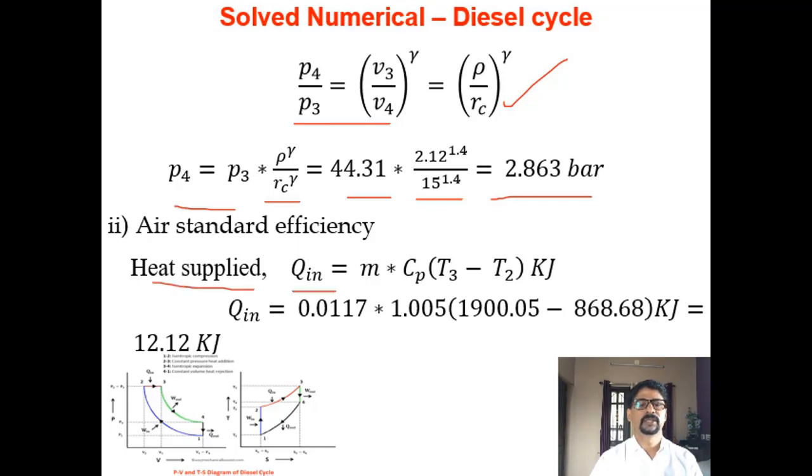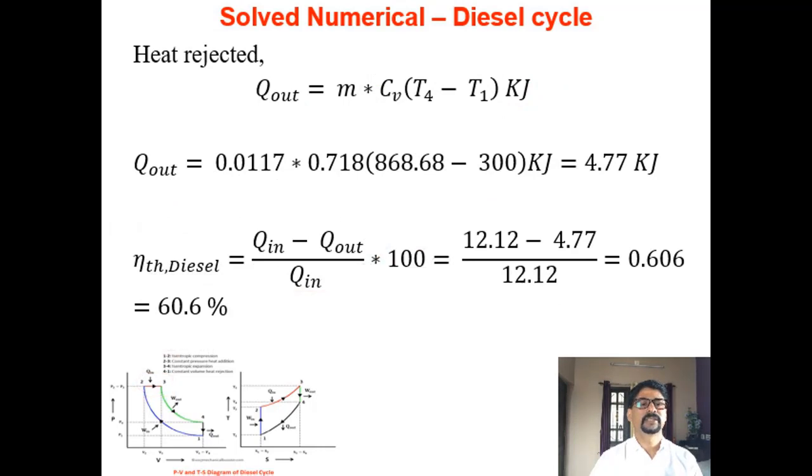So Q in is equal to mCp into T3 minus T2. Remember, 2 to 3 is the constant pressure heat addition process, so it is mCp always. Since the initial volume is known, you have calculated m, so you have to substitute m. You will get it in kilojoules, not kilojoules per kg. So m is 0.0117, Cp is 1.005, though it is not given, it is a standard value. So with T3, T2, you will get Q in as 12.12 kilojoules.